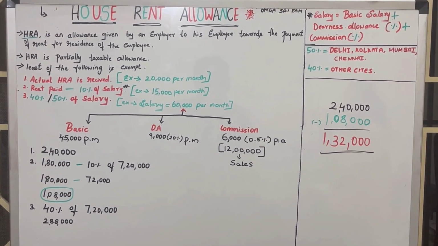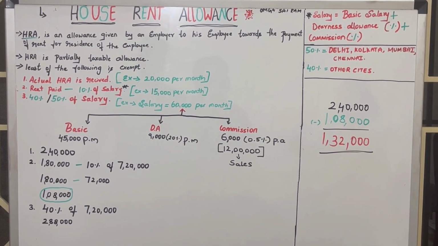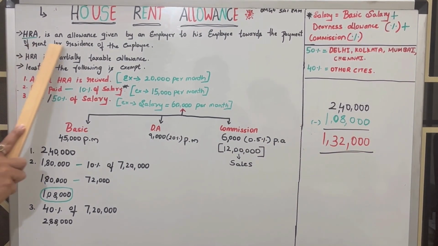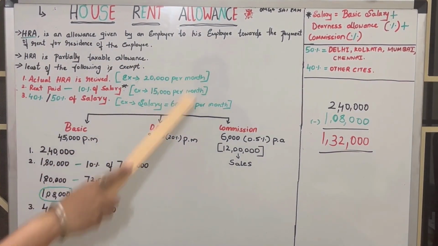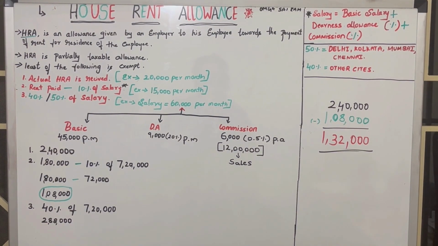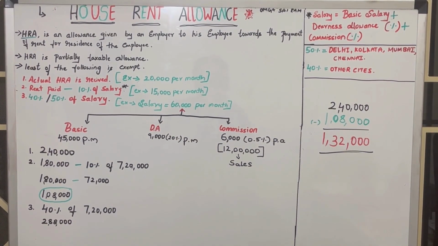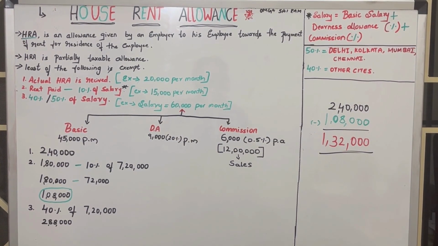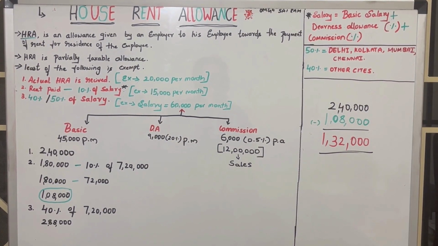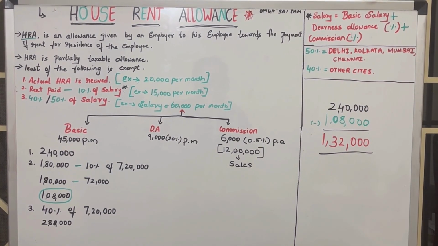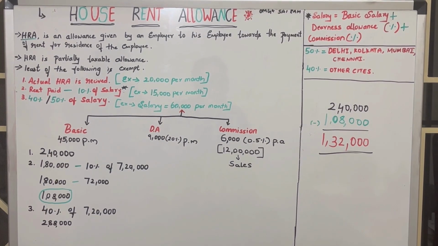Hello everyone, in this video let's talk about house rent allowance. What is HRA? HRA is an allowance given by an employer to his employee towards the payment of rent for residence of the employee. Now let's say for example the office is in Bangalore and the employer wants his employee to stay in Bangalore so that he can travel to the office without any issues.